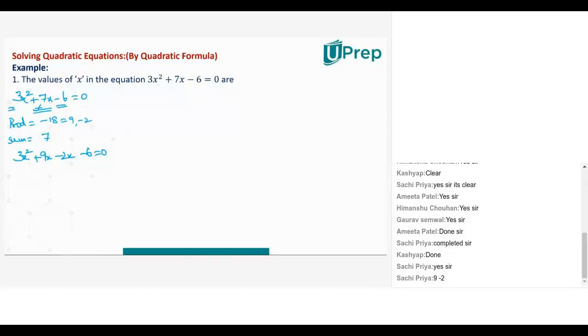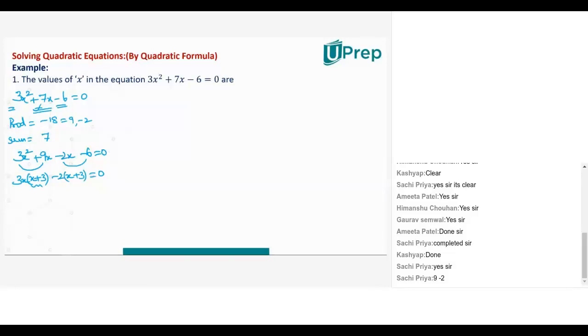From the first two terms, whatever is common, I can take 3x common. Then what is remaining? From 3x square, I took 3x common, so left is x. From 9x, I took 3x common, so 3 is remaining. From the last two terms, if I take out minus 2 common, from minus 2x, I took minus 2, so that gives me x. From minus 6, I took minus 2, so that gives me plus 3, equal to 0.